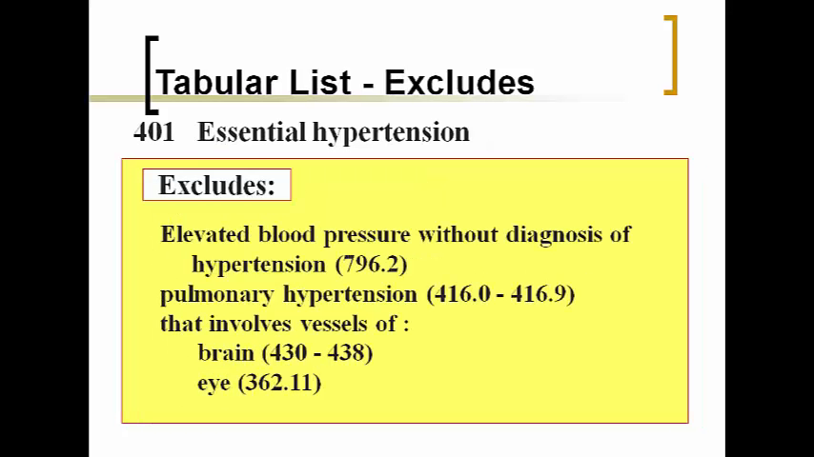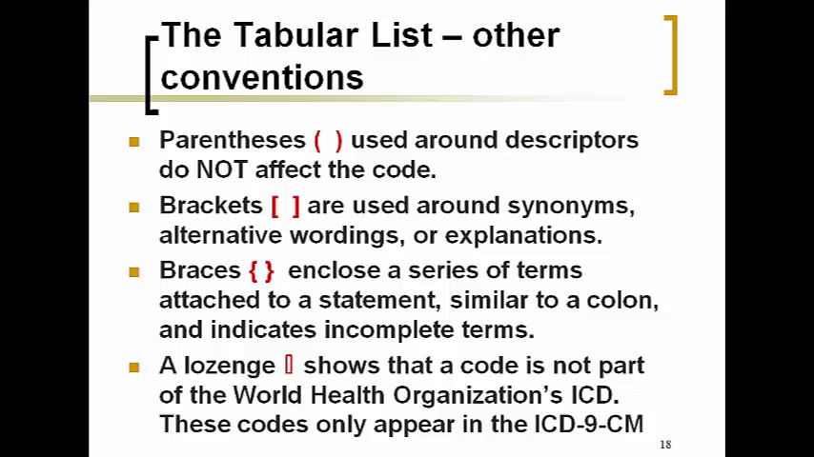Likewise, there is an excludes box. So under category 401, you will see the excludes. This means that any code, such as if I had elevated blood pressure without diagnosis of hypertension or code 796.2, I could not use that with any code under the category 401. The same holds true for any of these other code combinations, so really watch out for those excludes. There are other conventions that are also used. These are detailed in your codebook and in your textbook.